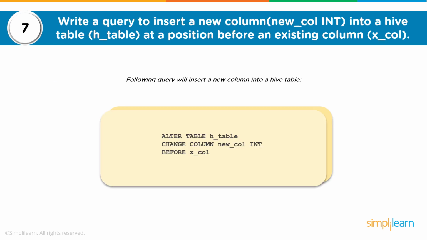Now, if somebody asks you, write a query to insert a new column, of integer data type, into a Hive table, and the requirement might be that you would want to insert this column at a position before an existing column. Now that's possible by doing an alter table, giving your table name, and then specifying change column, giving your new column with the data type before an existing column. This is a simple way wherein you can insert a new column into a Hive table.